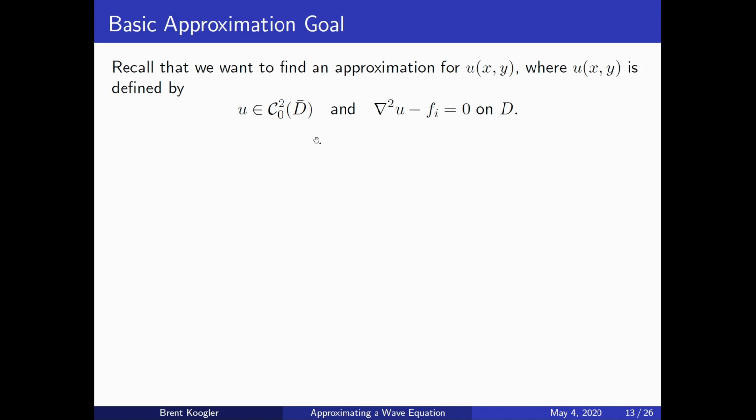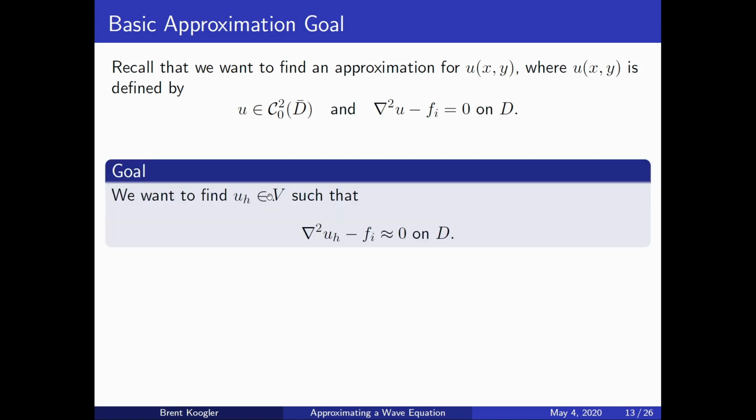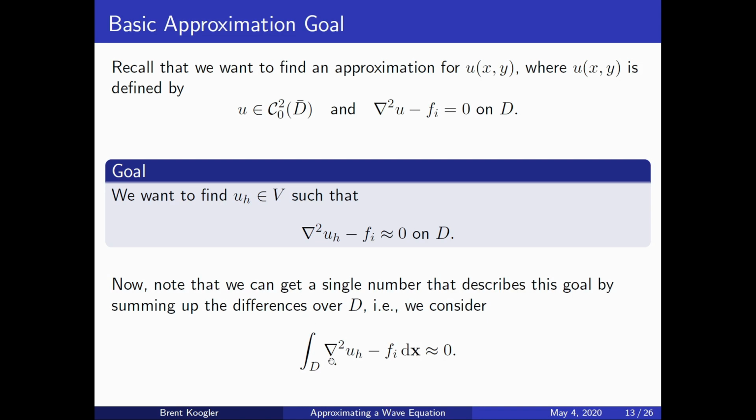With this approximating space, we can now finally give our basic approximation goal. So after noting that this defines our true solution U, we can define our approximating solution U sub h in V by saying that we want it to satisfy this same partial differential equation. And in order to compute this, we might naively ask, well, why don't we just take the Riemann sum of these differences and hope that that's approximately equal to 0?